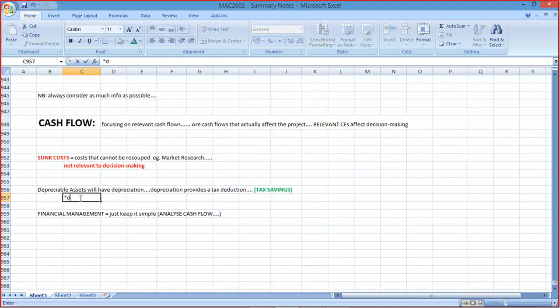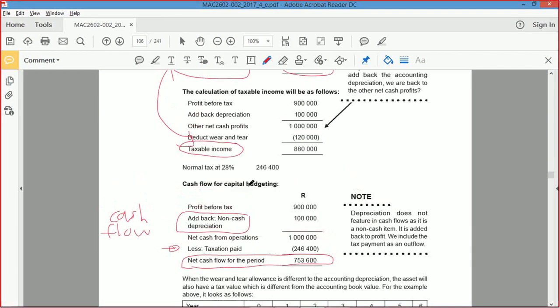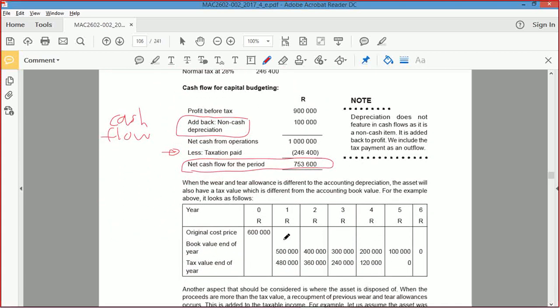Just a note here, depreciation is a non-cash item, so it is removed, but the tax benefit is still included. Yes, depreciation is non-cash, but what depreciation provides is the tax benefit. And the tax benefit is something that you would include. That's why you do take it into consideration when working out your cash flow.